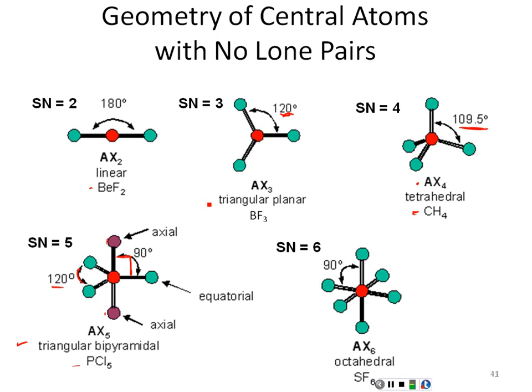And finally, the steric number of 6. The formula would be AX6, and we call this octahedral geometry. And all the bond angles here are 90 degrees. So it's very important to be comfortable with these molecular geometries, from steric number of 2 to a steric number of 6.